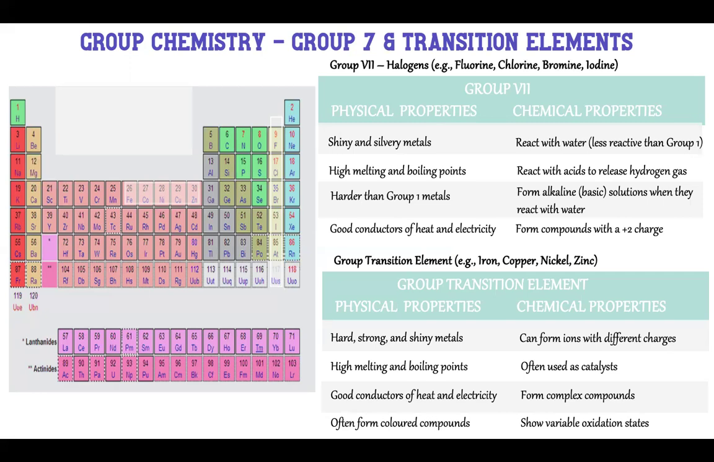And let's look into the transition elements, which comprise iron, copper, nickel, and zinc. In terms of physical properties, transition elements are hard, strong, and shiny metals with high melting and boiling points, good conductors of heat and electricity, and often form colored compounds. Meanwhile, for chemical properties, they can form ions with different charges, are often used as catalysts, form complex compounds, and show variable oxidation states.